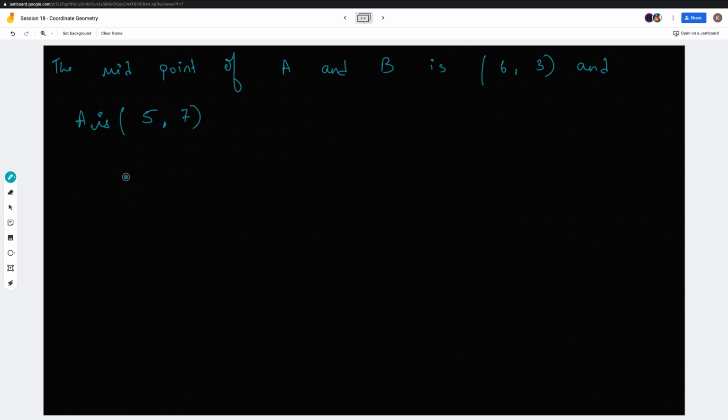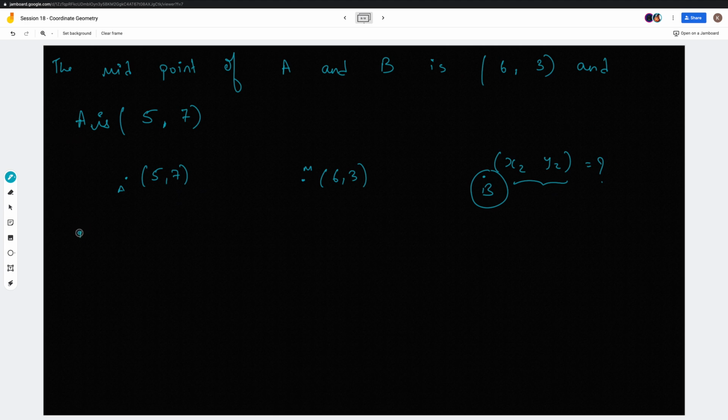So you know that this is A, 5 comma 7, and this is the midpoint, 6 comma 3, and you have point B with values x2 and y2. These are unknown. So you need to find out the B value. How are you going to do that? So now you go back to basics again.